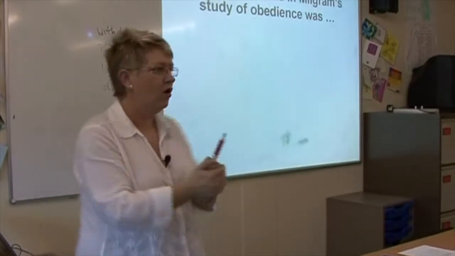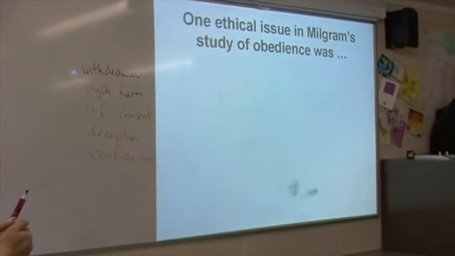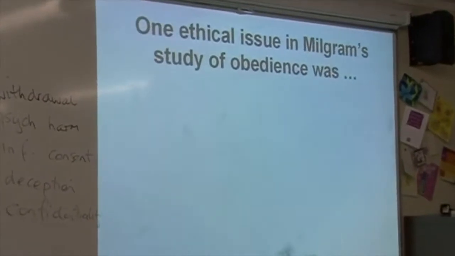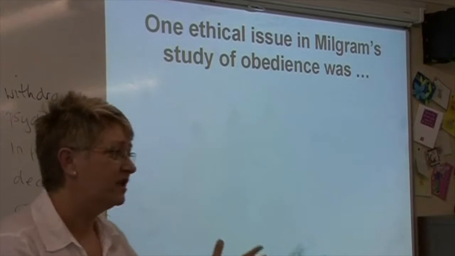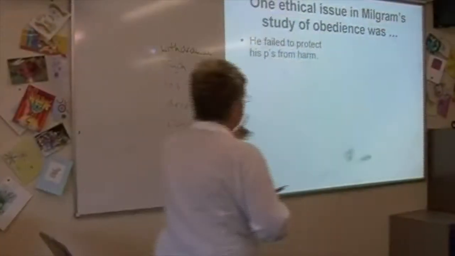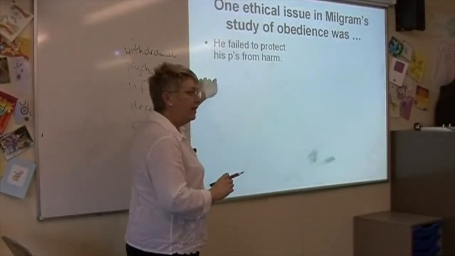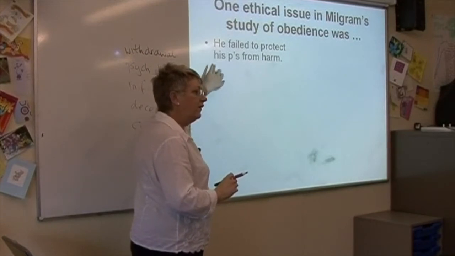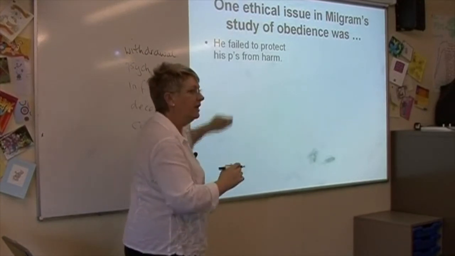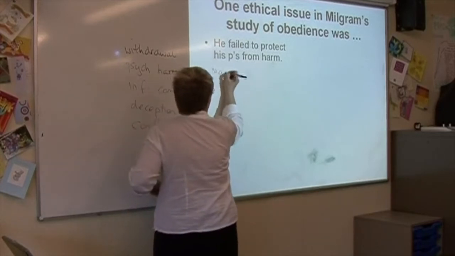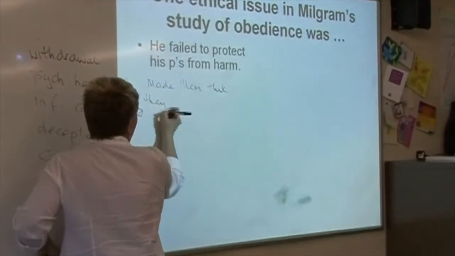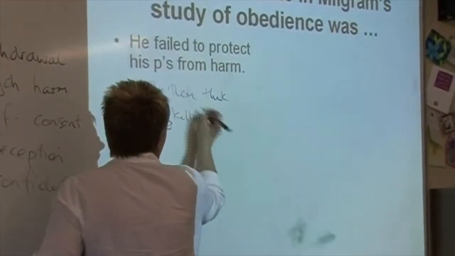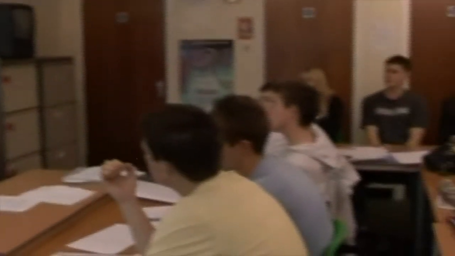If we took it in terms of an exam question, so maybe they'd asked us to discuss ethical issues in obedience research, and one ethical issue in Milgram's study of obedience was, and I'm going to take protection from harm, the first place we can get some more marks is to develop that point. So, like Chris said, he made them think they'd actually killed someone. Anything else he did that failed to protect them from harm?